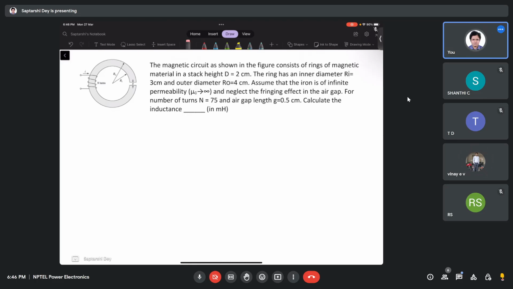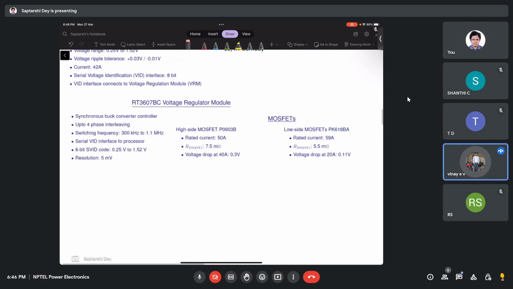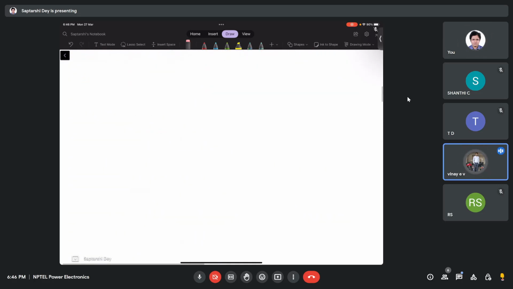Hello. Sir, I have a doubt in converters. In case of isolated converters, we are using transformers, right? But usually transformers won't work for DC because of constant flux. But in this case, we are using switches, so because of that switching, the change in flux will happen and the energy will be transferred from primary to secondary. Is my understanding correct?